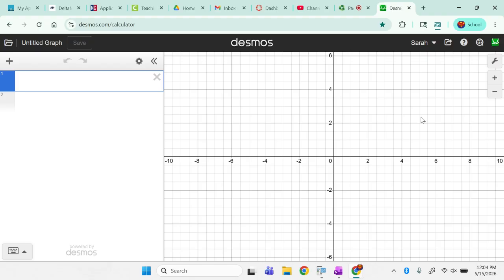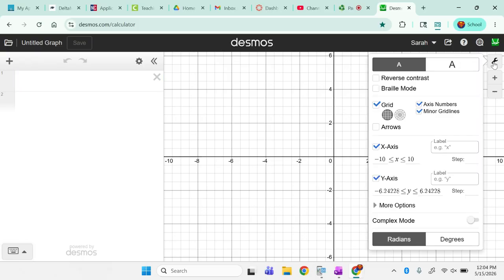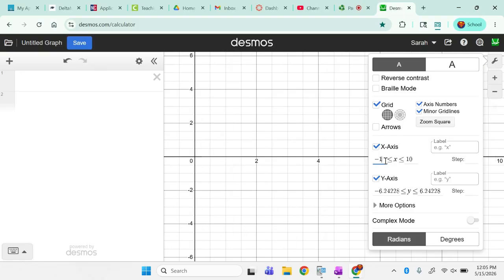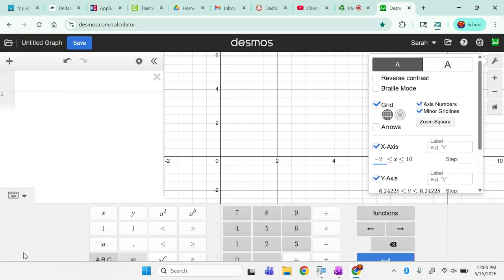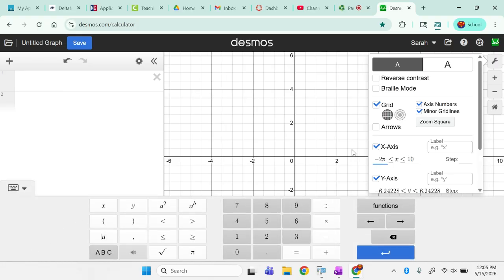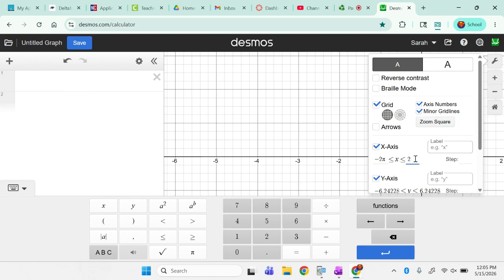All right, so first things first, I want my X and Y values to go up in terms of pi over 2. So you're going to go to the little wrench key in the top right corner. Now, you're going to type in from the y-axis, you want to go from negative 2 pi, so you can hit this key and hit the pi. So negative 2 pi to 2 pi, that's where we want our graph to be from.